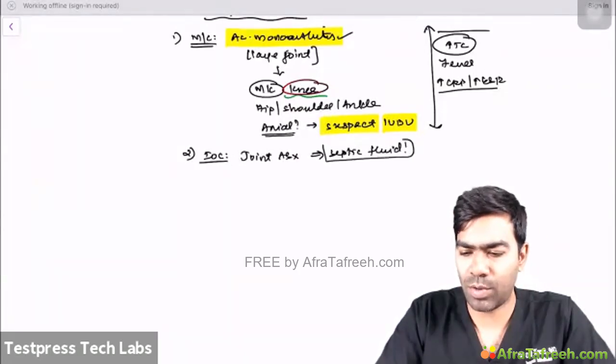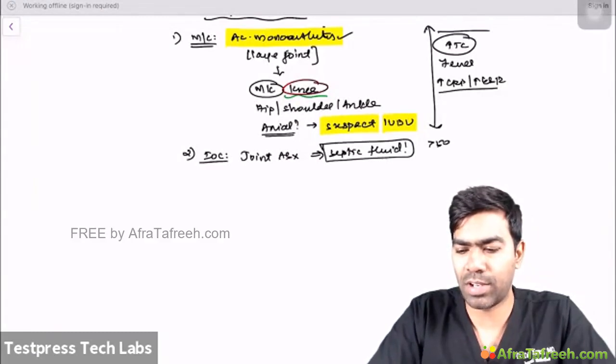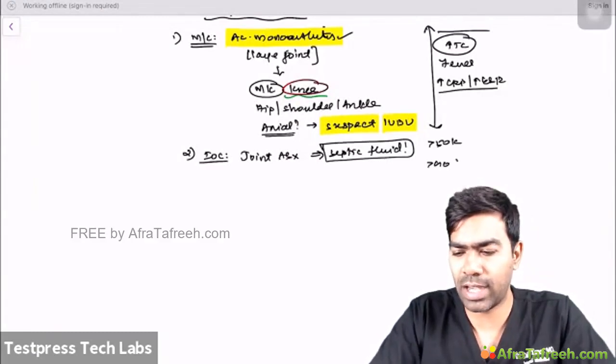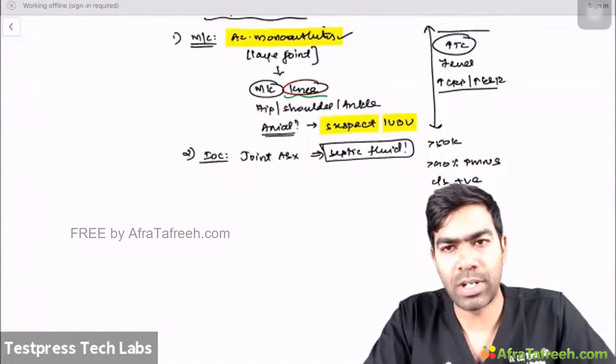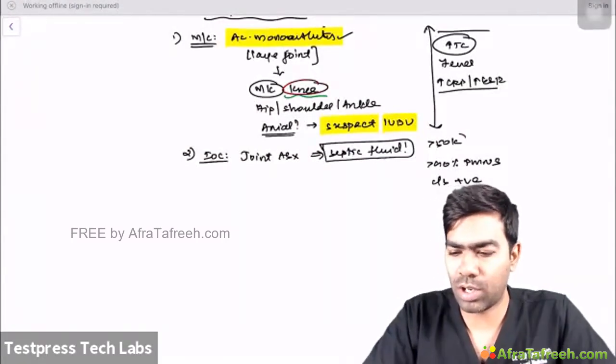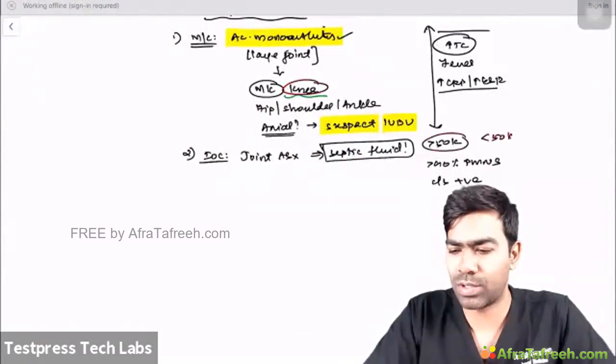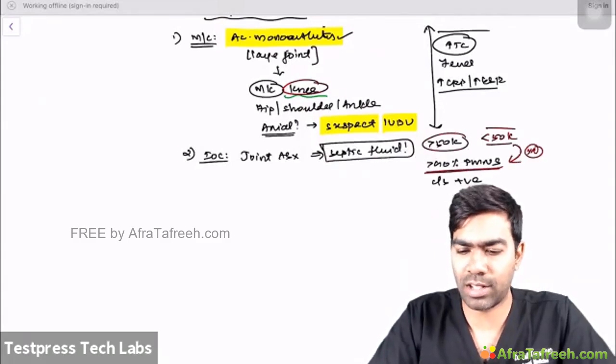You know how the septic fluid will be? Typically it will have counts more than 50,000, more than 90% will be neutrophils, and most often the culture will be positive. So this is how a typical septic fluid is going to be. Remember, the counts are not important. Even if it is less than 50,000, that's okay. The neutrophils are more important than the counts.